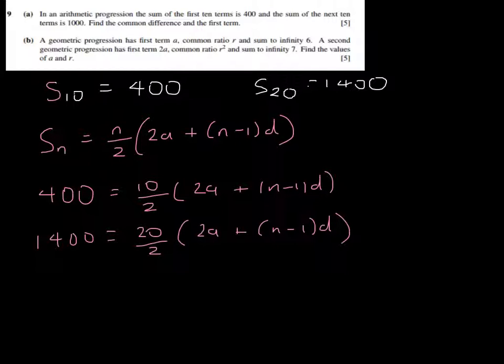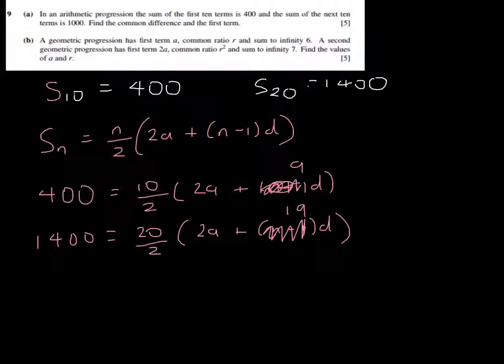That's when n is 20, and again we get 2a plus n minus 1 d. And of course I can actually put in the n values here. So for this first one, n is 10, so that would be 9, and here n is 20, so that would be 19, like so. And so now I've got two equations with two unknowns, a and d, and it just becomes a bit of algebra to rearrange that and solve it.